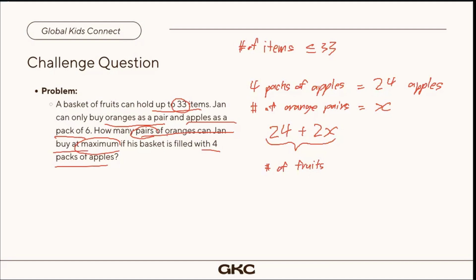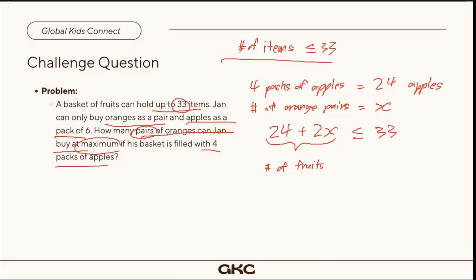And then we saw that the total number of fruits that Jan's basket can hold is 33. And therefore, we have 33. I'll write it up. 33 is the maximum. This includes 33 because it says holds up to, and therefore our inequality will be a less than or equal to.